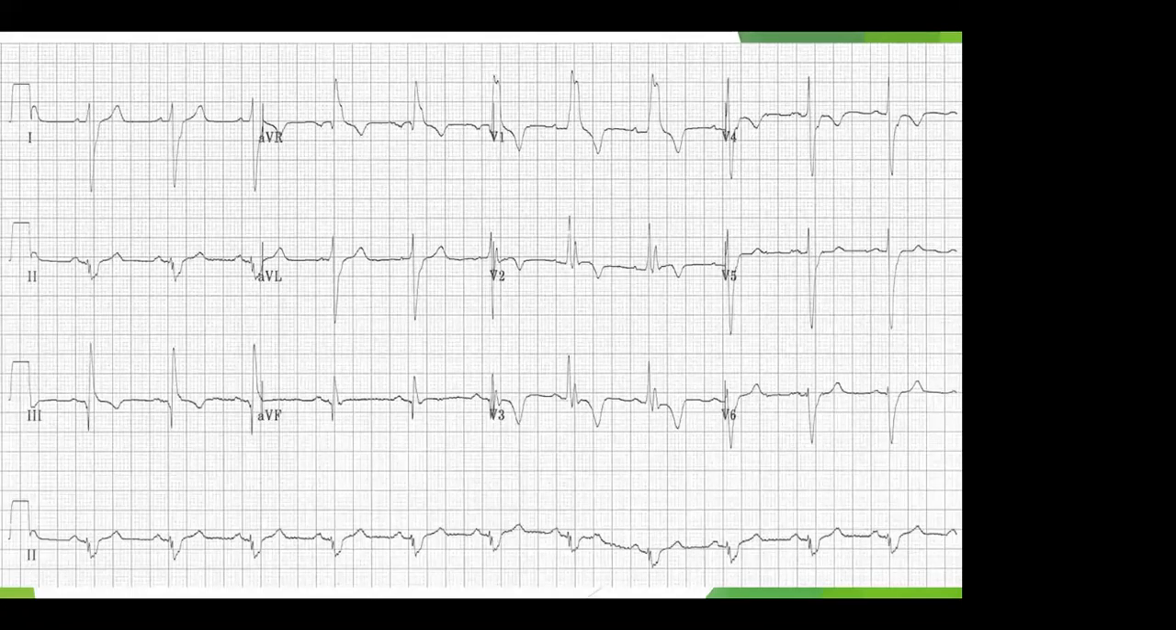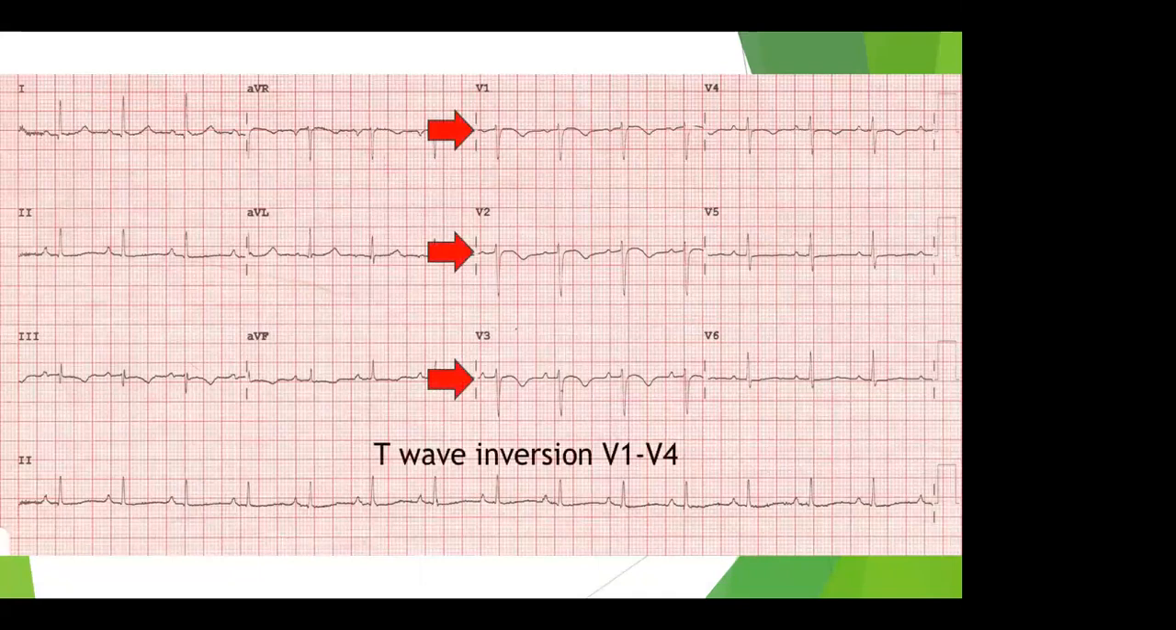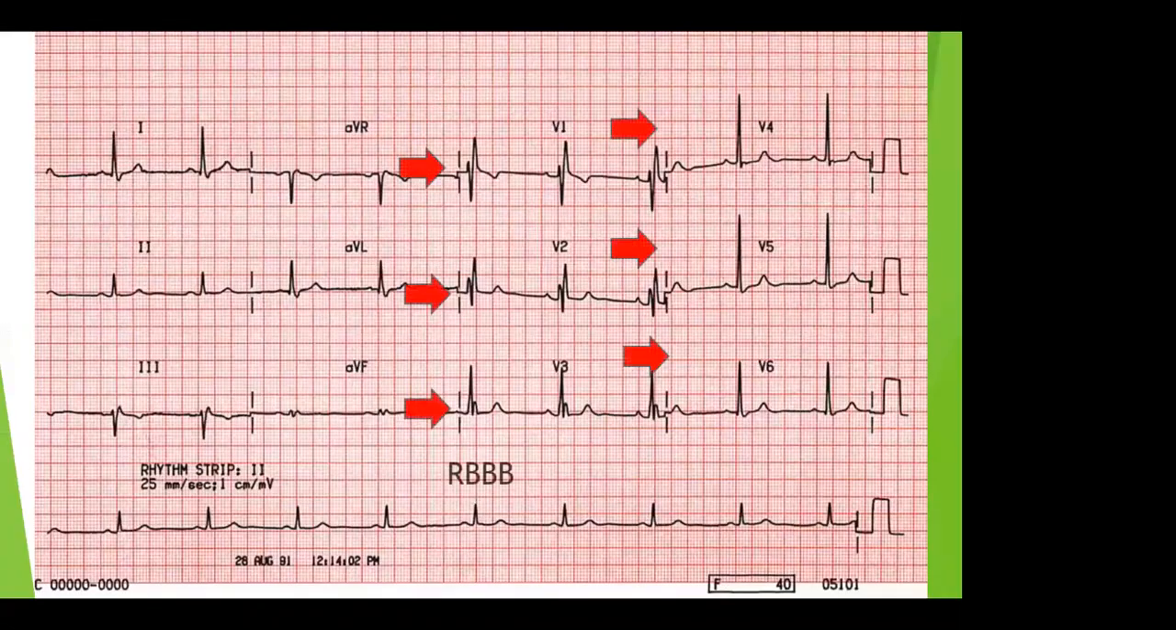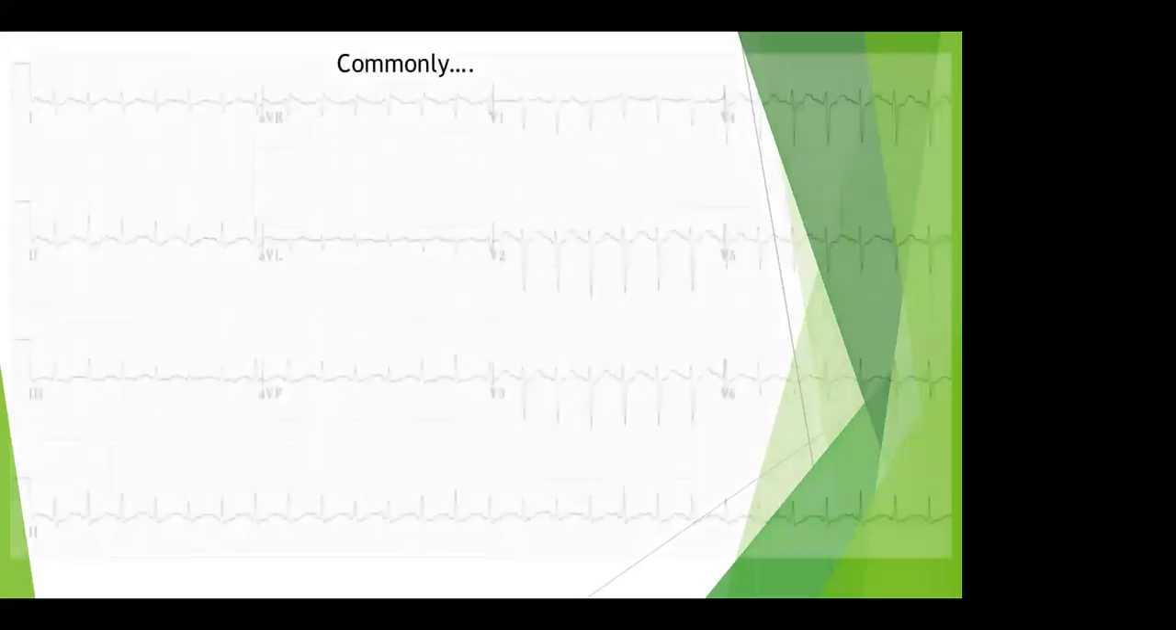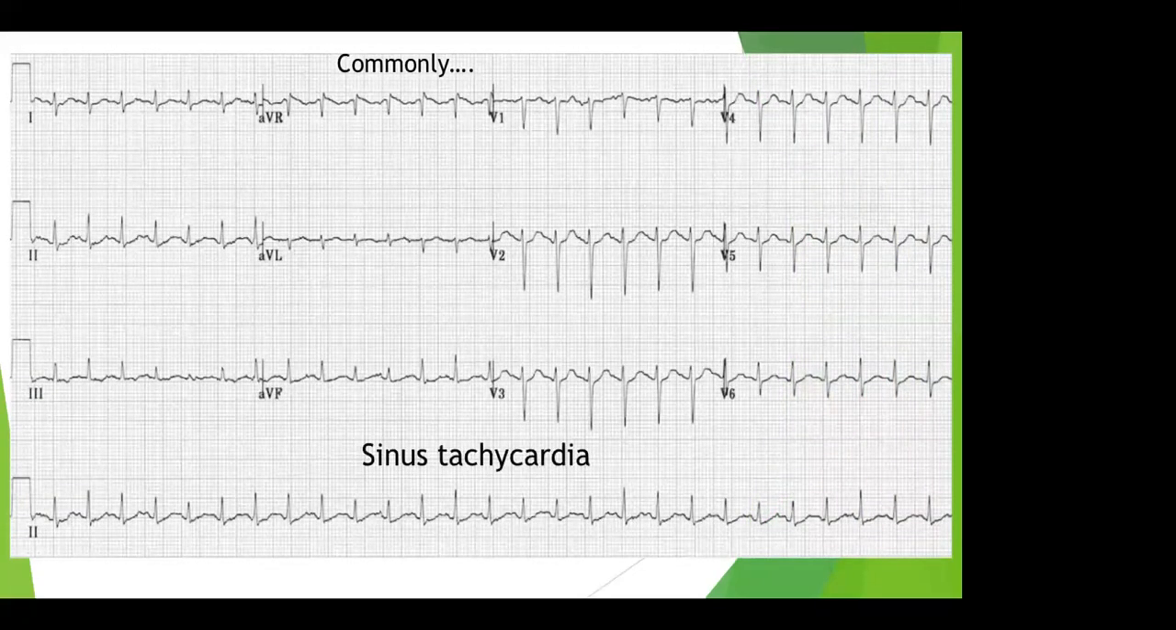Just some ECG changes in PE. This one shows the typical S1Q3T3 that we are familiar with: deep S wave in lead 1, deep Q wave and inverted T wave in lead 3, which is specific but not common in PE. And also T inversions in the right ventricular leads V1 to V4, or RBBB pattern of ECG. But the most common one is still just sinus tachycardia, which is non-specific.